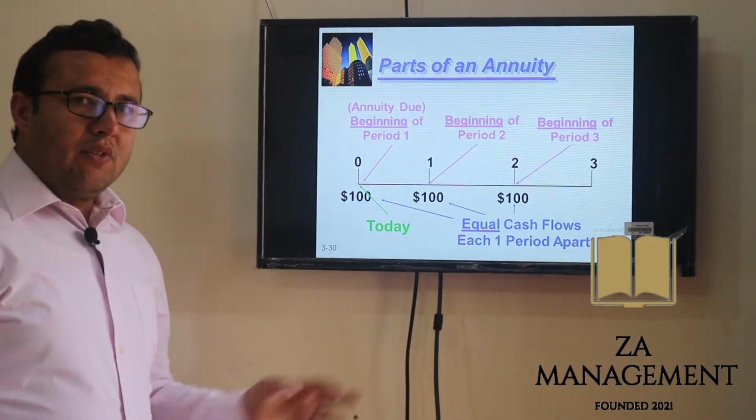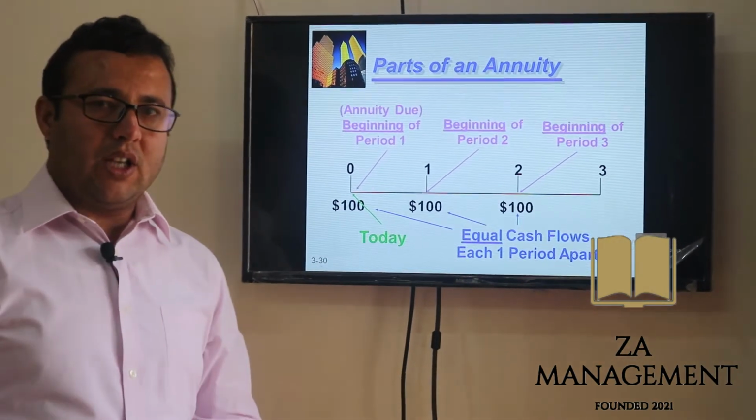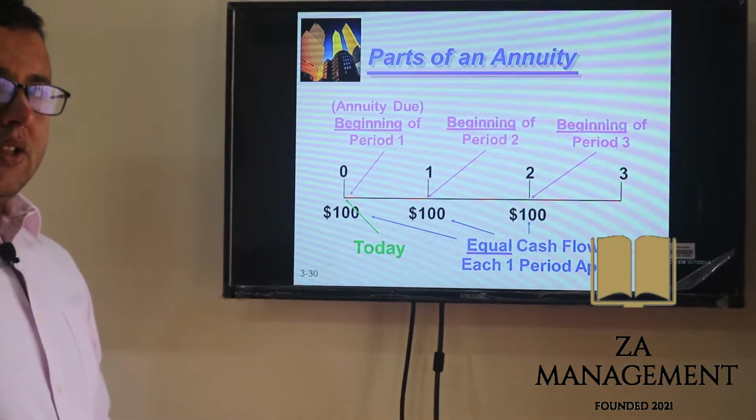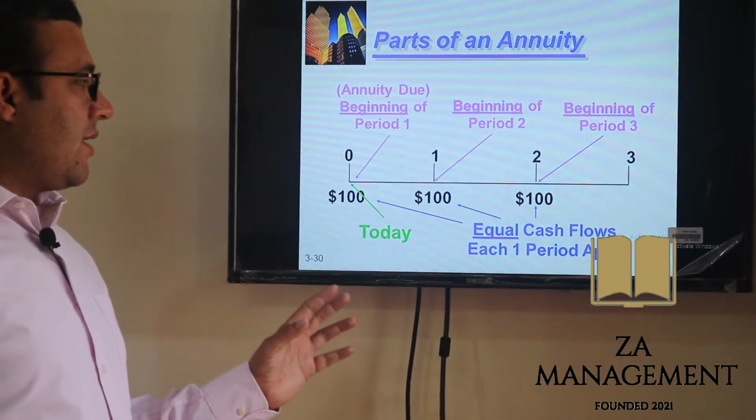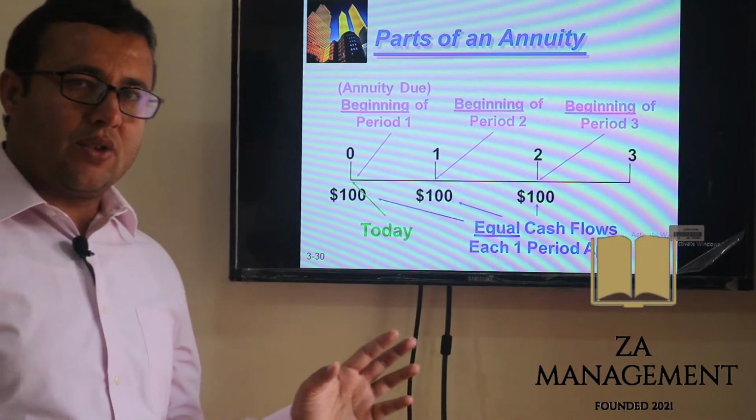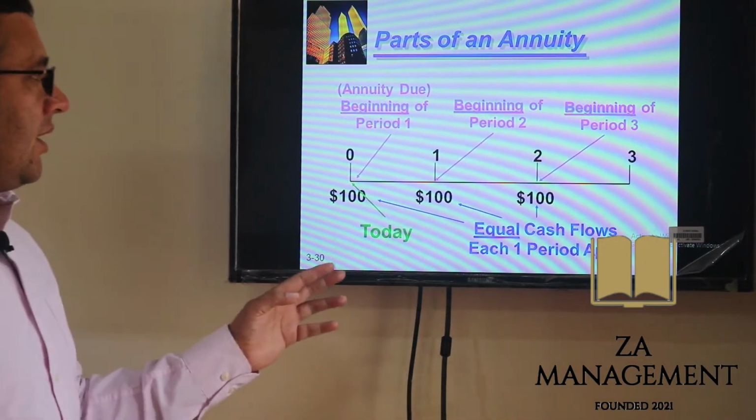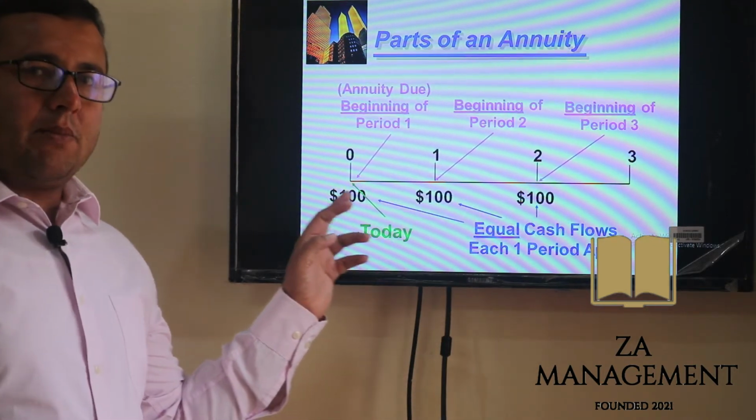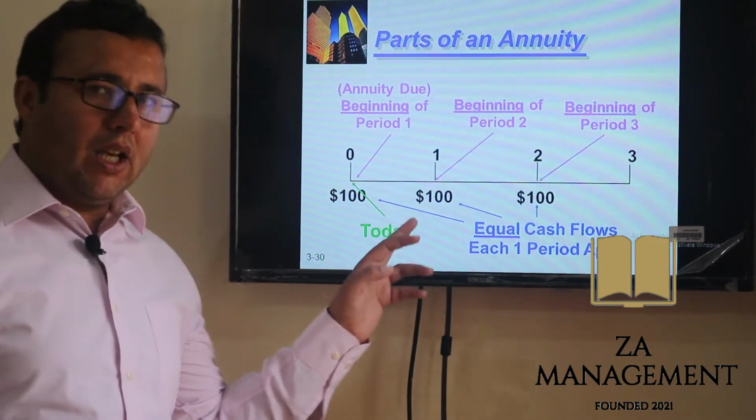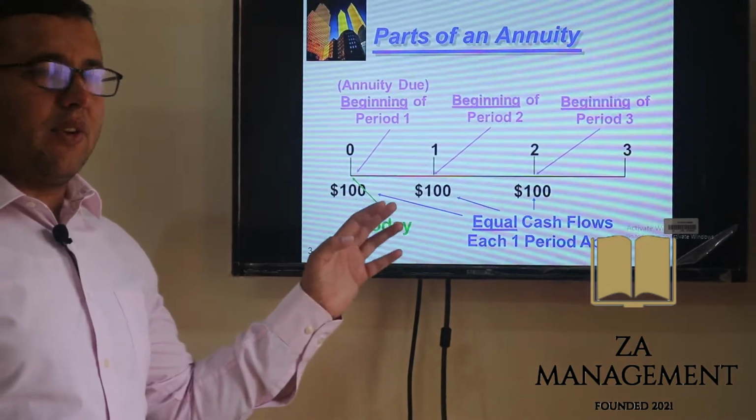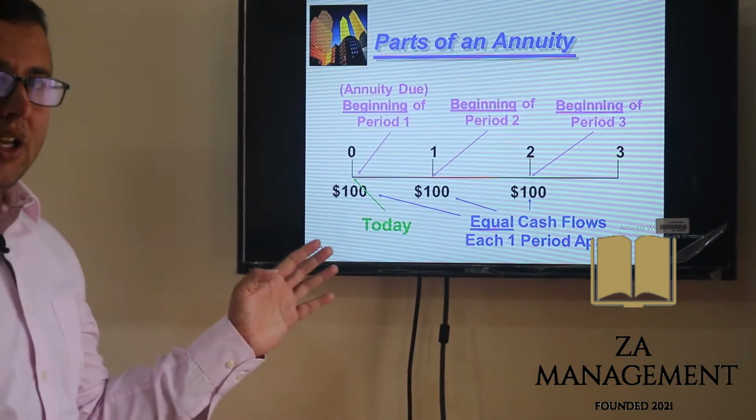Here on this slide, we have an example of annuity due. Here we have three equal payments of $100 at the beginning of each month. Just because payments are occurring at the beginning of each period, that's why this represents annuity due.